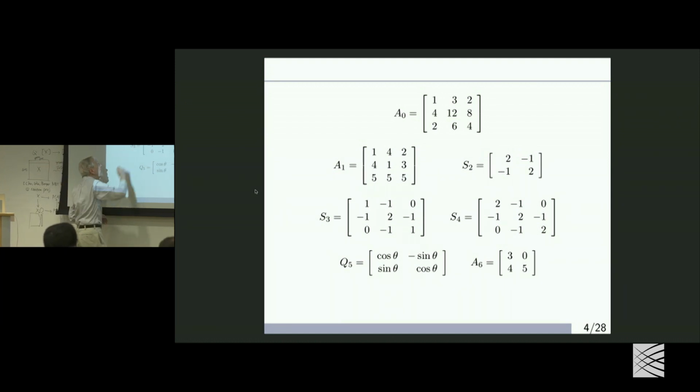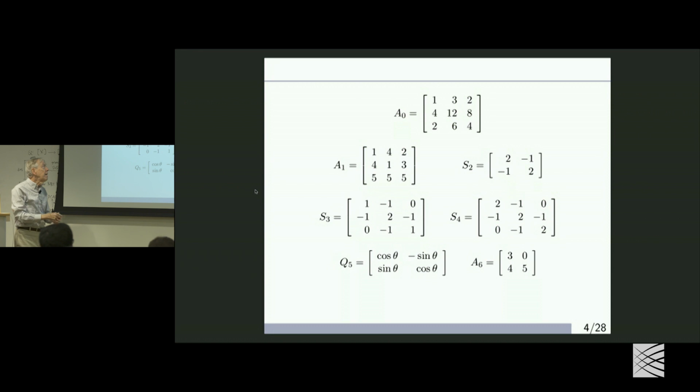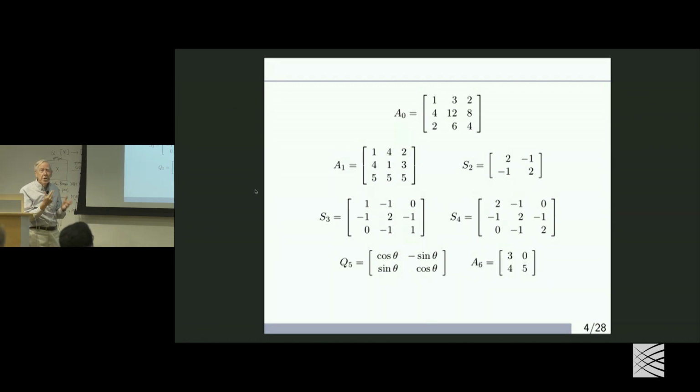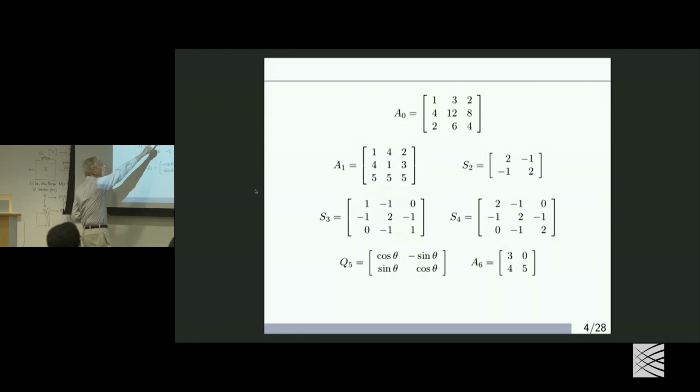Here's the second one, A1. It is obviously not rank 1 because row 1 and row 2 are different. So we've got at least rank 2. What's the rank for that matrix? You have to help. How many independent rows have we got? Only 2, because the third row is the sum of the first 2 rows.